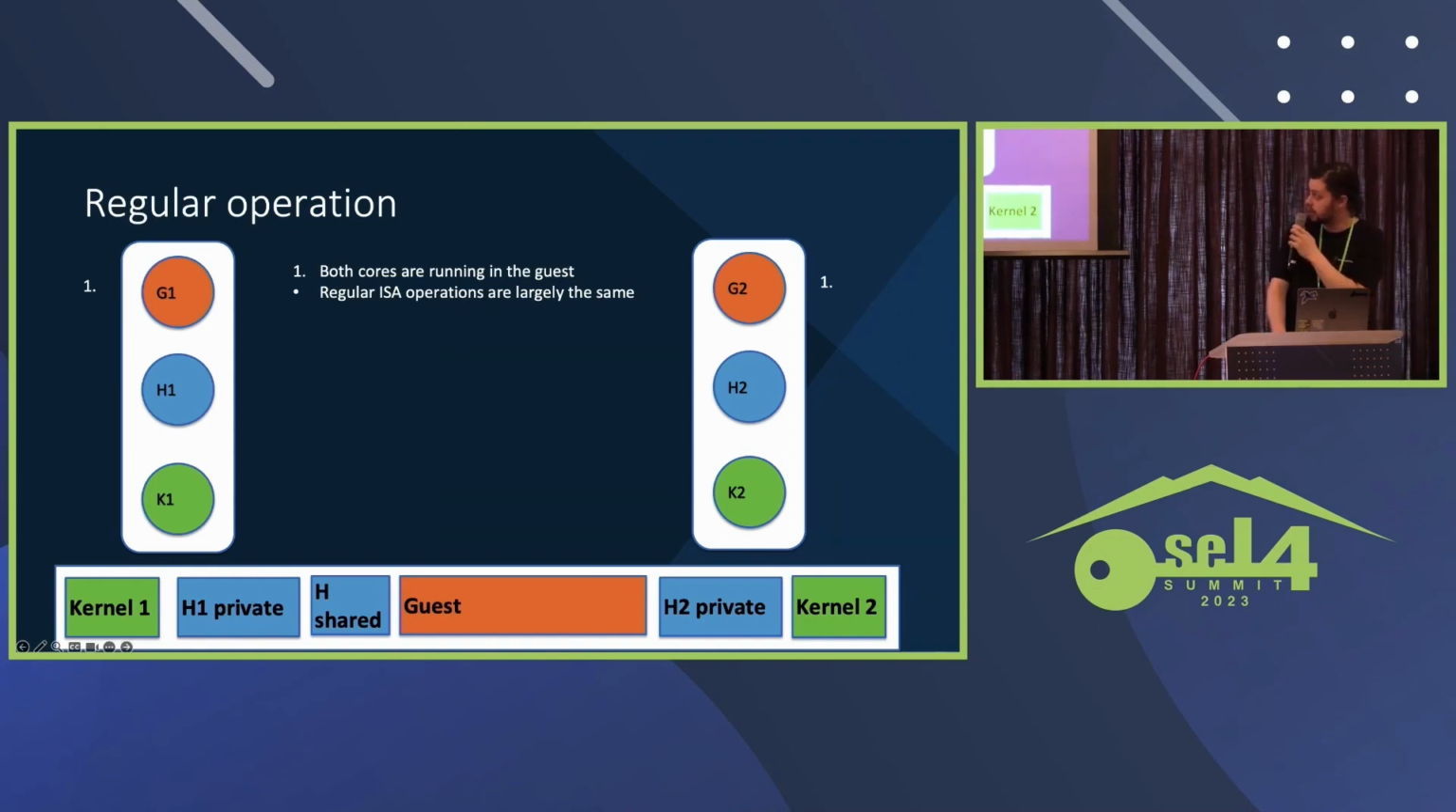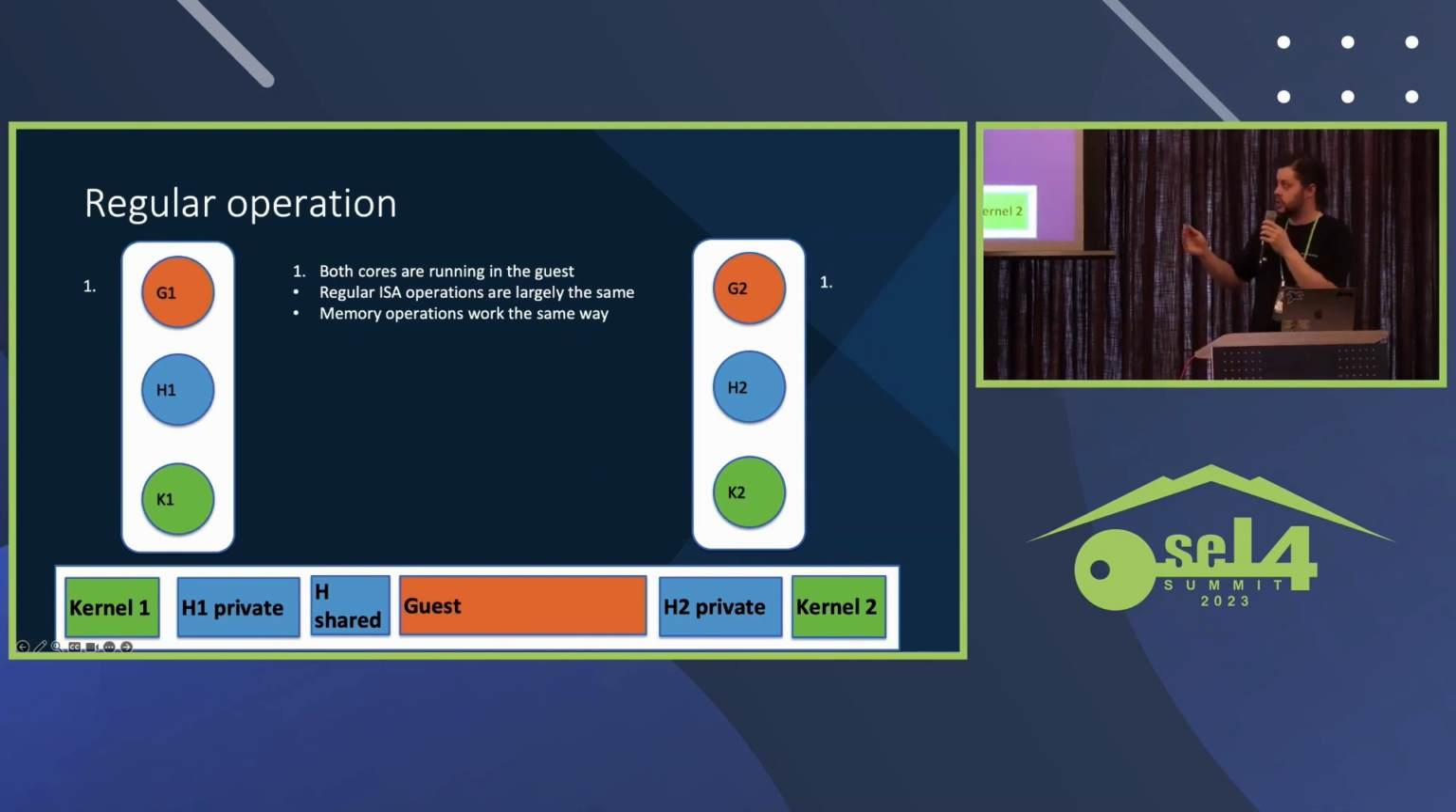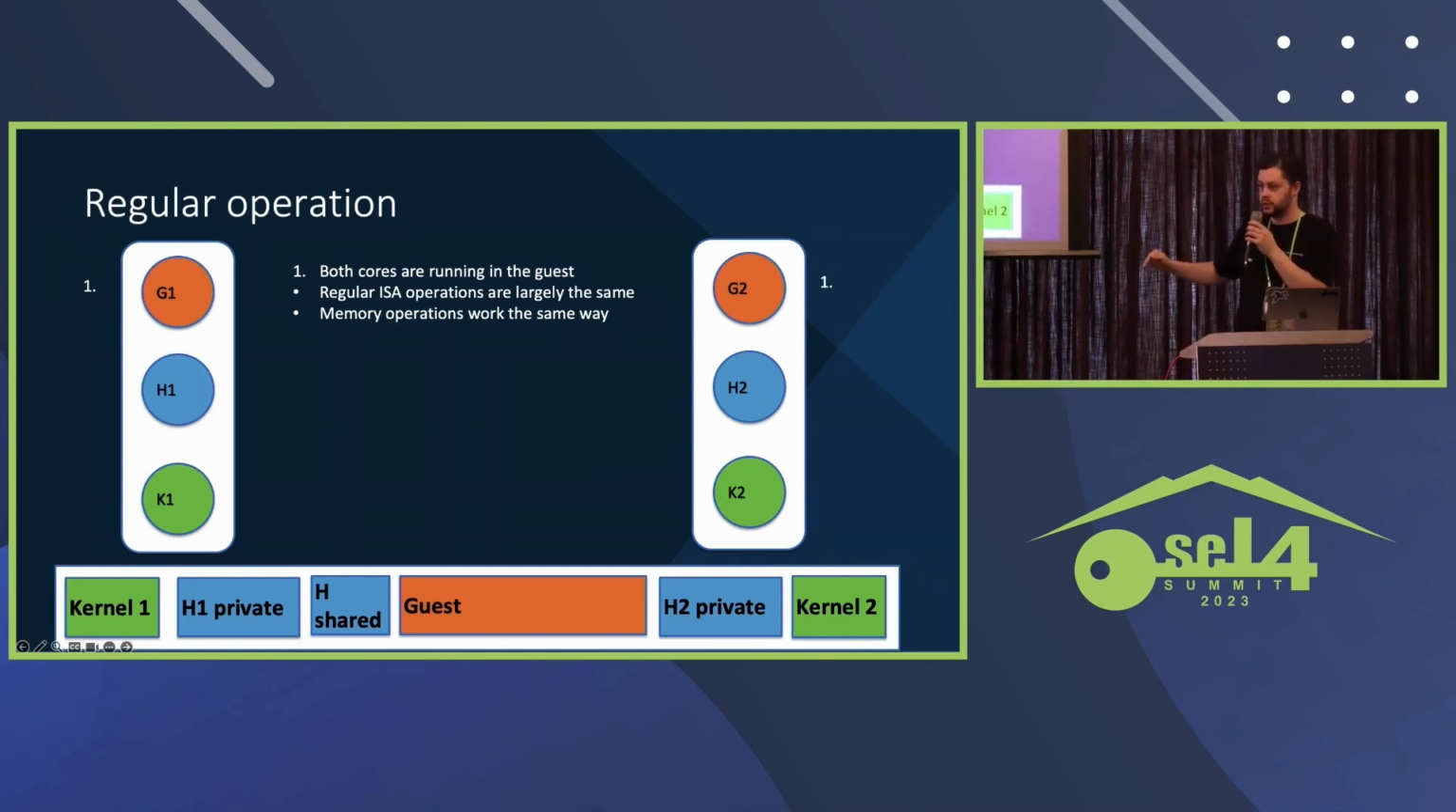So yeah, regular ISA operations are largely the same. Memory operations work the same way. Transparently, a memory operation may cause a TLB miss in the cache, and then two levels of translations will translate that address into a physical address by going out to main memory and reading two sets of page tables and loading it all back in. This is all how the hardware virtualization extensions are supposed to be used.